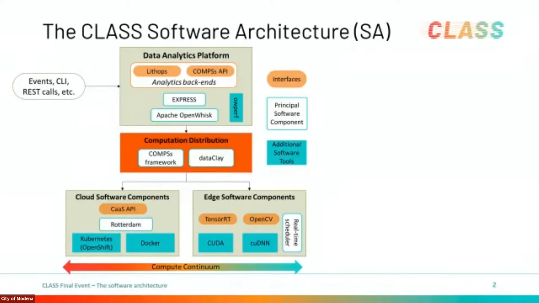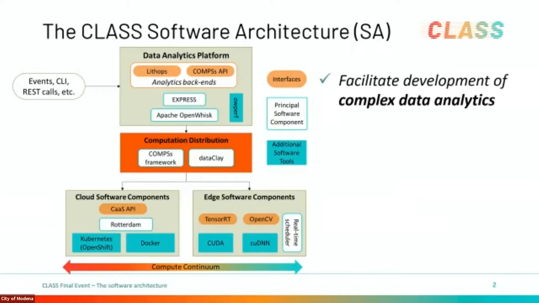And then we have the compute continuum, where we have the cloud components already presented by Ruth and the edge software components that were previously presented by Roberto. And the missing link for all this is the computation distribution layer, that is where the COMPSs framework that I will present lies, along with dataClay, that is a distributed data store responsible for handling the data transfer wherever they are needed. So the main contribution of this software architecture is that it facilitates the development of complex data analytics, handling all this heterogeneity.